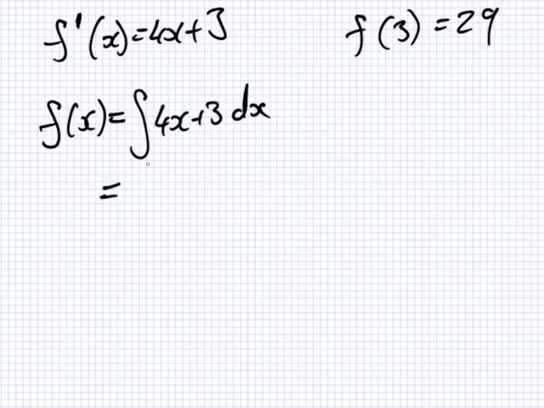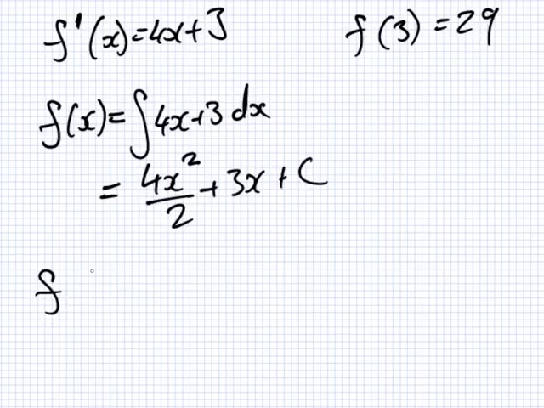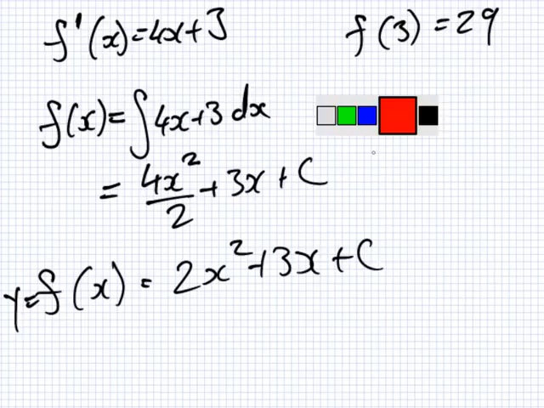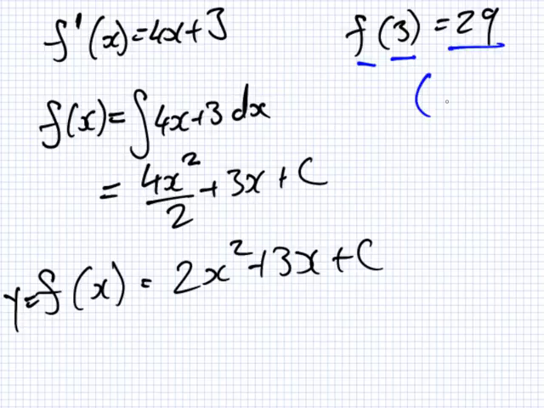So this would equal 4x squared over 2 plus 3x plus c. So f of x, or the y if you want, is equal to 2x squared plus 3x plus c. But we don't know the c. But yes, I told you at the start that f of 3 should be 29. In other words, (3, 29) is a point on the curve.